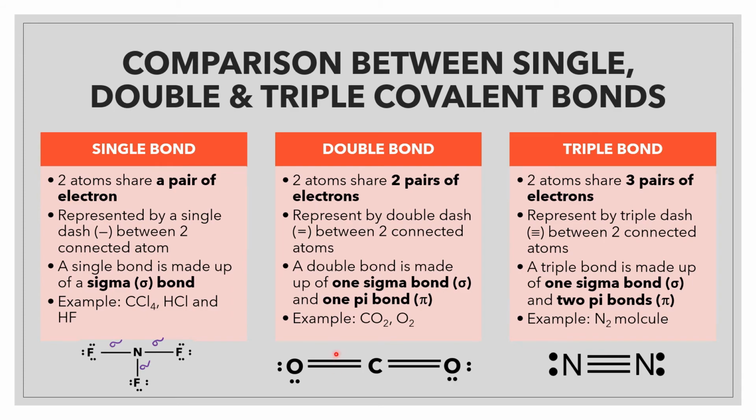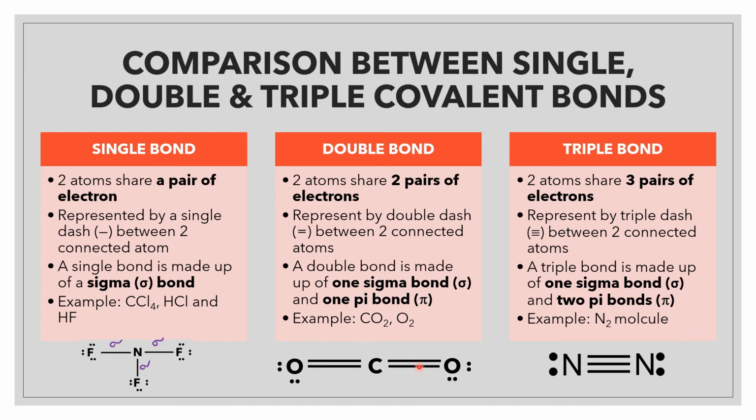Okay, satu pasang consists of two electrons. So two atoms for double bond akan share sebanyak two pairs of electrons. Okay, iaitu mengandungi sebanyak 4 elektron. And it is represented by double dash, okay, between the two connected atoms. Double dash here, okay, to show that it is a double bond.